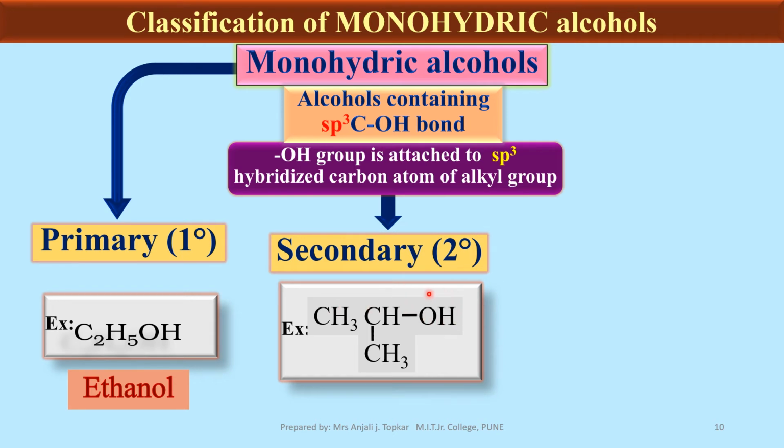Let's talk about secondary alcohol. Here, OH group is attached to the carbon atom, which is secondary carbon. So here, since OH group is attached to secondary carbon, the alcohol obtained here is secondary alcohol. The name of the compound is propan-2-ol.